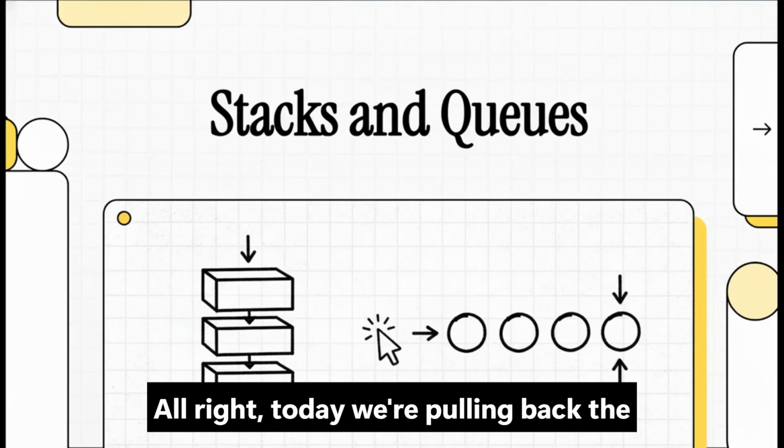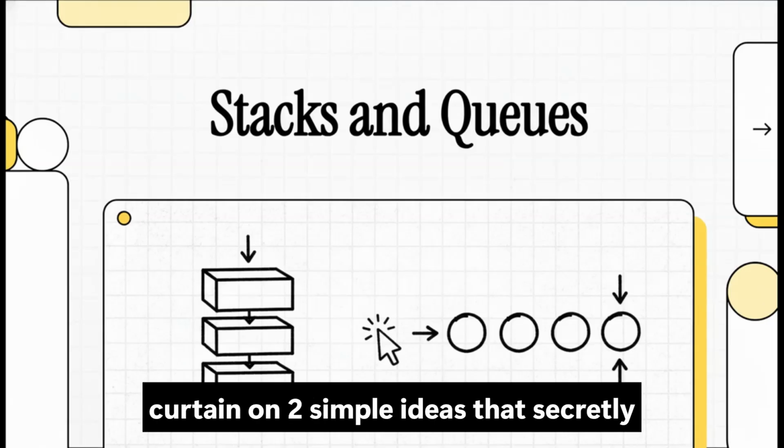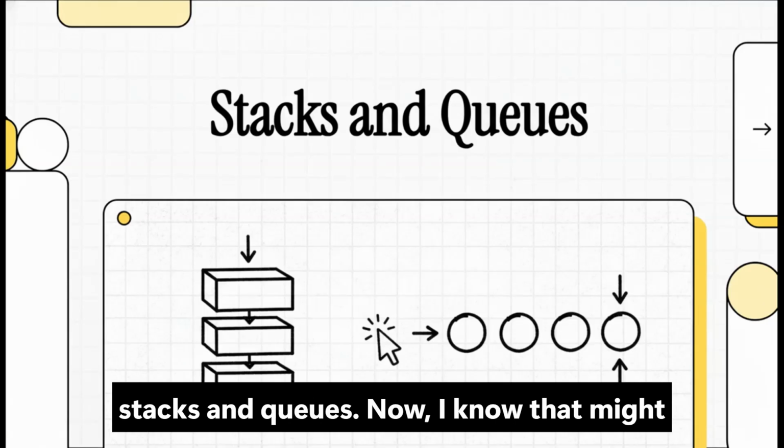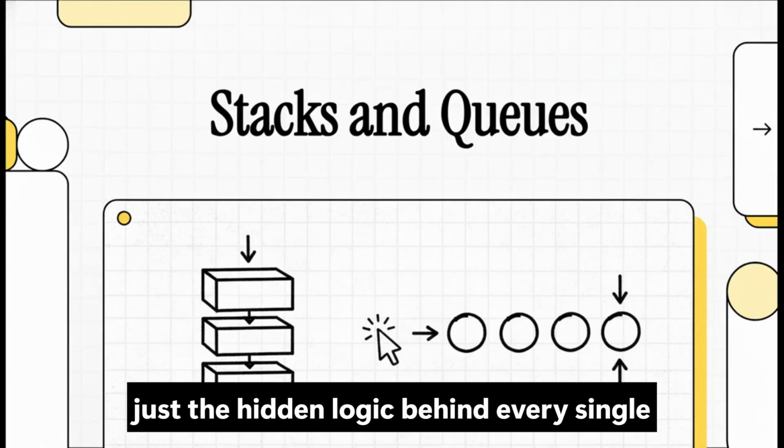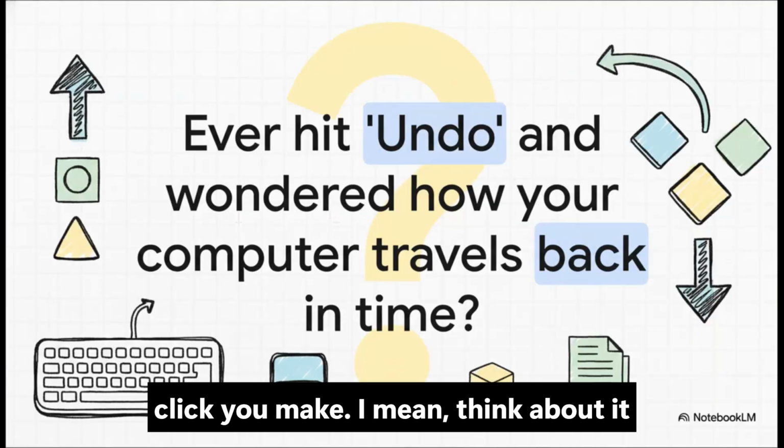Today we're pulling back the curtain on two simple ideas that secretly run pretty much our entire digital lives: stacks and queues. Now, I know that might sound a little technical, but it's really just the hidden logic behind every single click you make. I mean, think about it for a second.